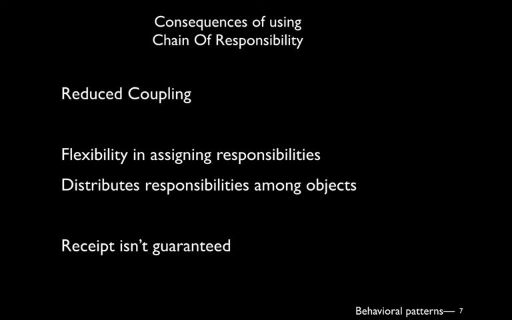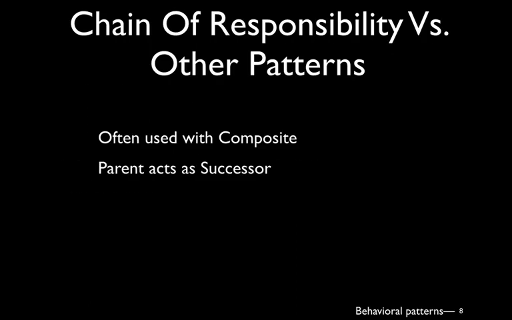It's very flexible to assign responsibility to different handlers. It distributes the responsibility among several objects. Any one of them could handle it. But of course, the receipt is not guaranteed. As you saw in our example, if the value is not below a threshold, nor above a threshold, it never gets handled. So there's no guarantee of handling in this particular case.